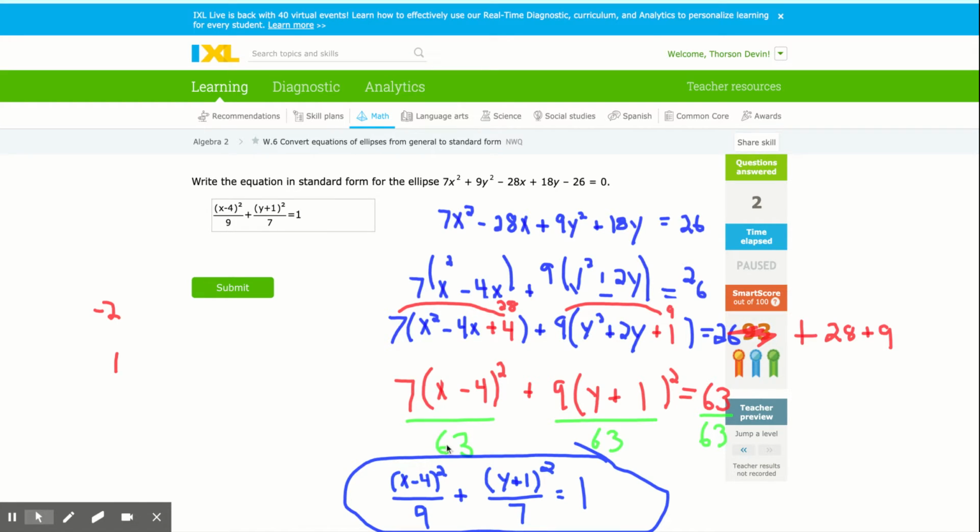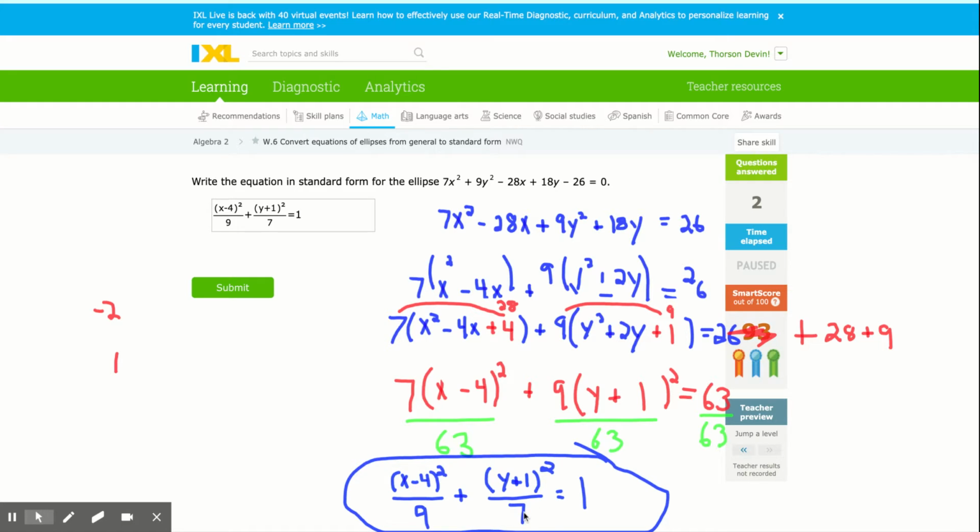But anyway, if you'll notice, I have my x minus 4 squared over 9, y plus 1 squared over 7 equals 1. 63 divided by 63 is 1. This is my ellipse written in standard form. I know the center now is at 4, negative 1. My major axis, half its length is 3, because remember, I have to square root the 9. It's 3, so the whole length of the major axis is 6.